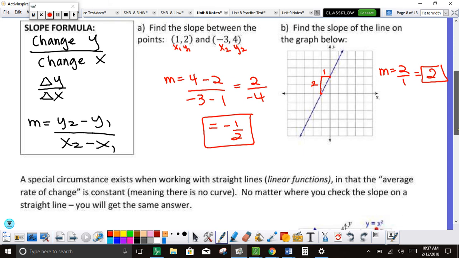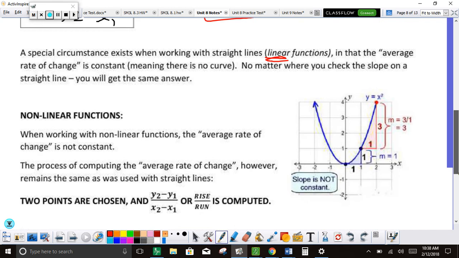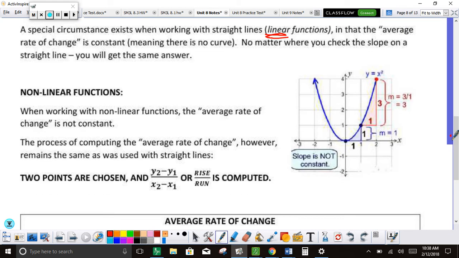And again, there's special circumstances for average rate of change when you're talking about a straight line because they're linear. The average rate of change is constant, meaning that there's no curve. So it doesn't matter again what point you choose, the average rate of change will be the same always. But if it's not linear, like it's quadratic, you're not going to have a constant average rate of change because it's different depending on what two points you pick.